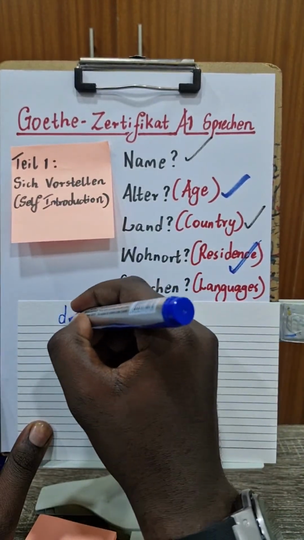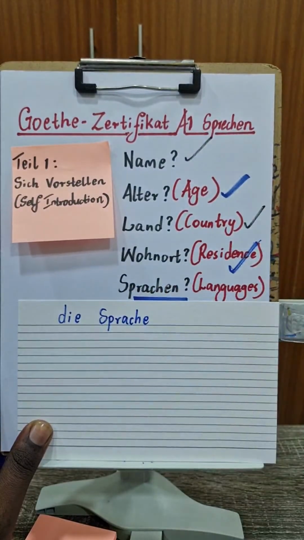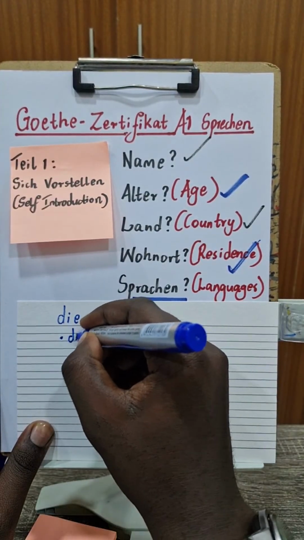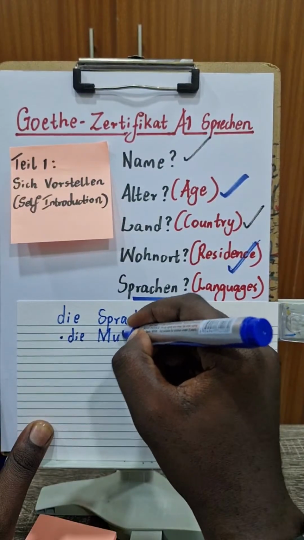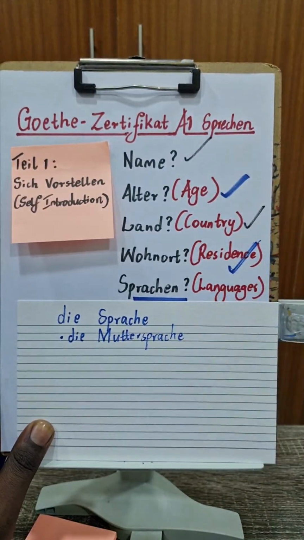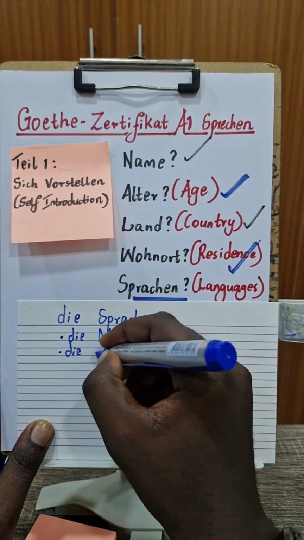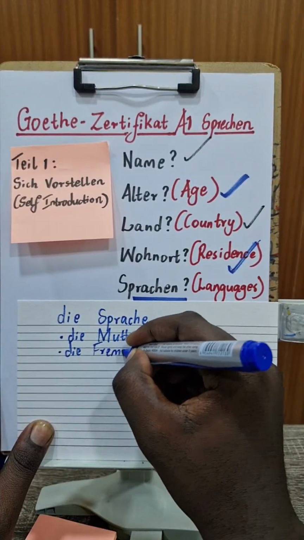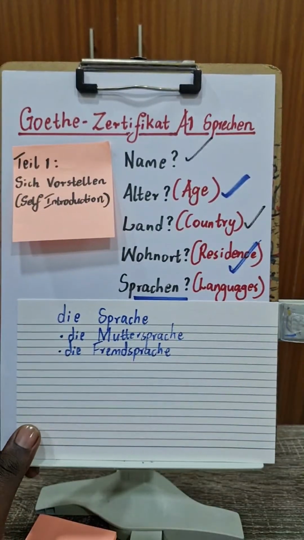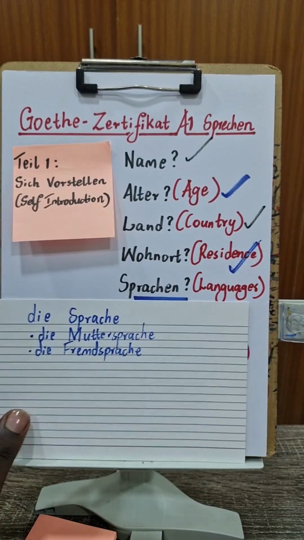It is die Sprache. You will have it combined with other words, like, for example, die Muttersprache. Look at that. Die Muttersprache. Sometimes we also have die Fremdsprache, and so on and so forth. Muttersprache, mother tongue. Fremdsprache, foreign language.